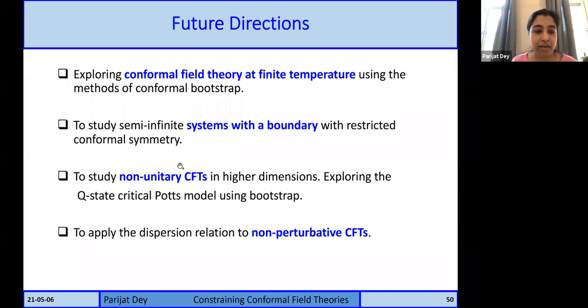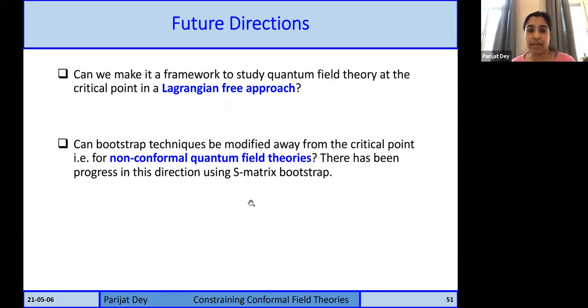And there are actually some non-unitary CFTs in higher dimensions that can be explored, like the Q-state Potts model, using the idea of conformal bootstrap. So this is something that can be done. And as far as the dispersion relation is concerned, we have shown that this works for a perturbative CFT, but it would be nice to see if there is an example of a non-perturbative CFT where it can be applied. So the big picture is: can we make it a framework to study quantum field theory at the critical point in a Lagrangian-free approach?